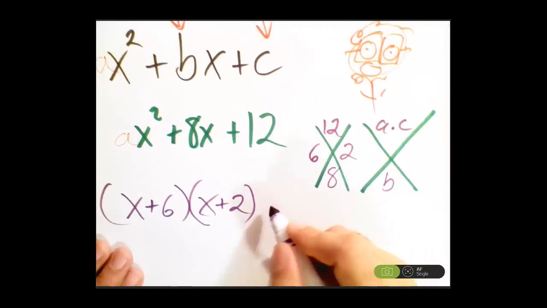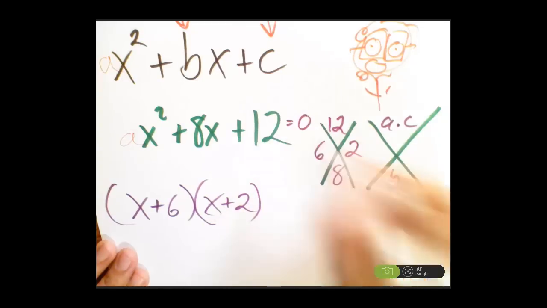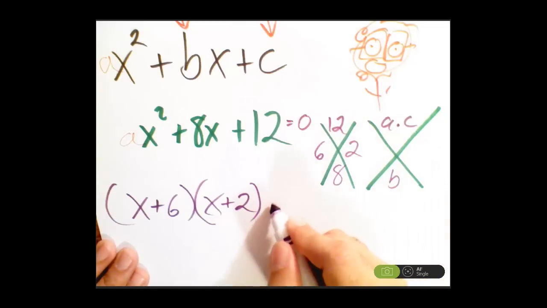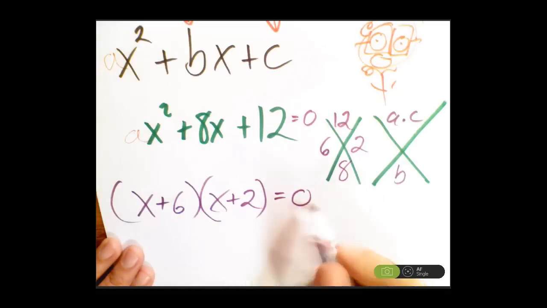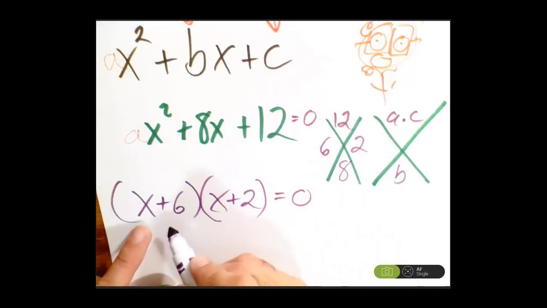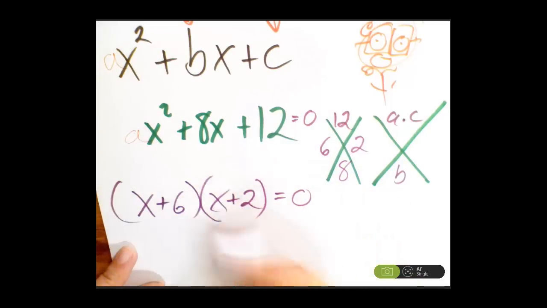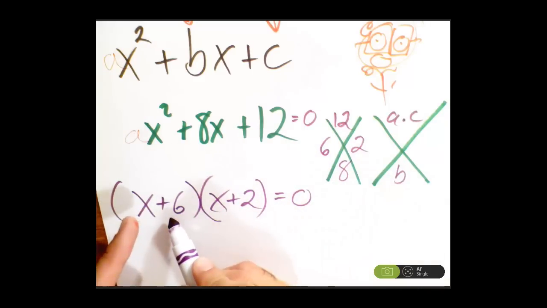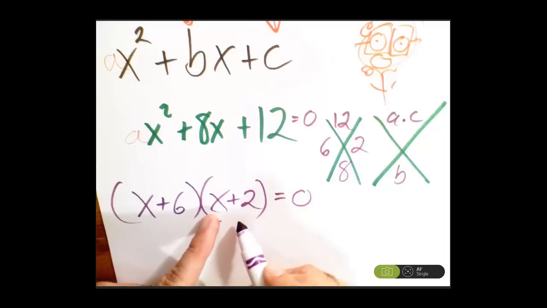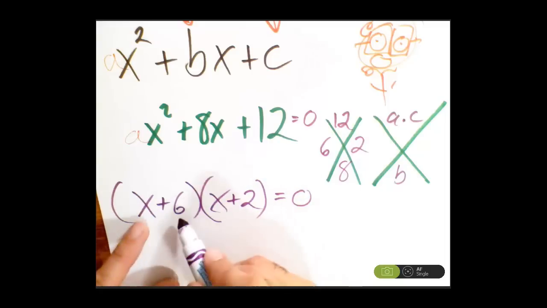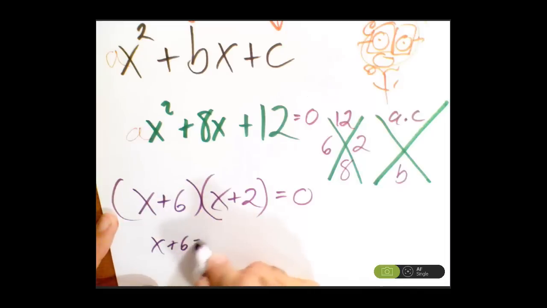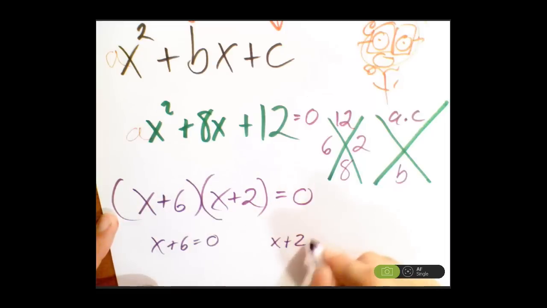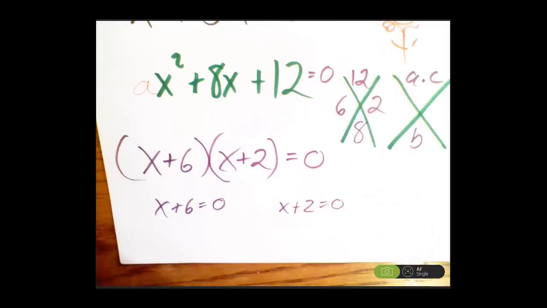Now to finish this out, if I know that this equation is equal to 0, I can actually solve for x. We've already gone over this in class, but the idea is this. If these two multiply together to equal 0, that must mean that either this binomial is equal to 0, or this binomial is equal to 0. So I can think to myself, x plus 6 equals 0, and x plus 2 equals 0. What would be the values of x?